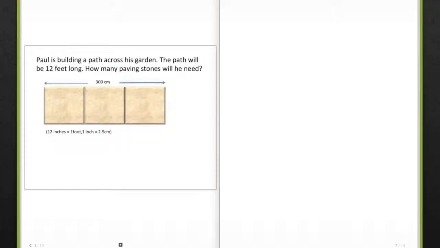Paul is building a path across his garden. The path will be 12 feet long. How many paving stones will he need? Well, first of all, let's have a look at the size of the paving stones.